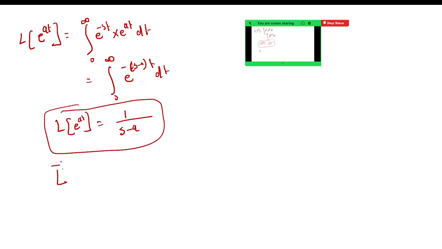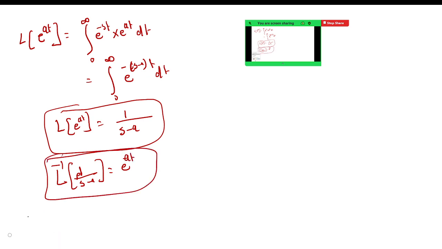But if I want to calculate Laplace inverse of 1 upon s minus a, this will be e to the power at. So this one is your Laplace inverse. Are you getting it? So this is the way that you can calculate the value of Laplace inverse, right?